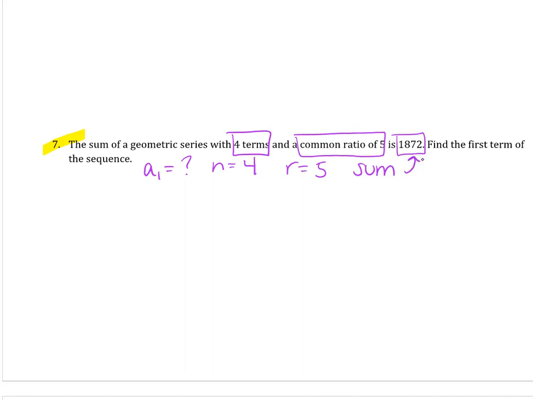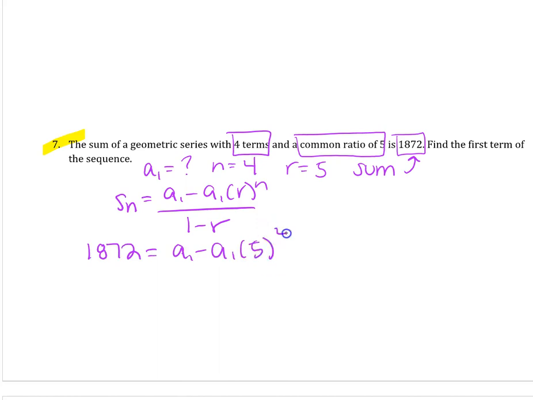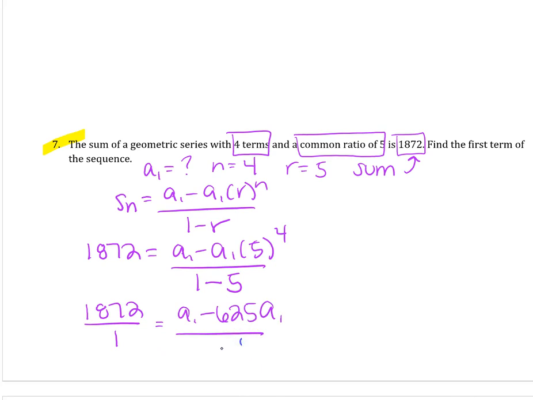So this means I'm using my geometric series formula, which is S sub n equals a sub 1 minus a sub 1 times r to the n, all over 1 minus r, and this is on your reference sheet. I plug in what I know. Okay, so I just cleaned this up a little bit. You'll notice that I calculated 5 to the 4th as 625. Okay, so those are relating to each other.